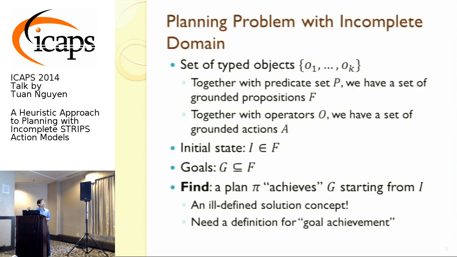A planning problem with incomplete domains is given first with a set of typed objects. Again, I assume that this is a complete set of objects, an initial state, and a set of goal propositions, and we need to find a plan pi that achieves goal G starting from I. However, because the model is incomplete, what does it mean for a plan to achieve a goal starting from the initial state? This is an ill-defined solution concept, and we need a definition for goal achievement.